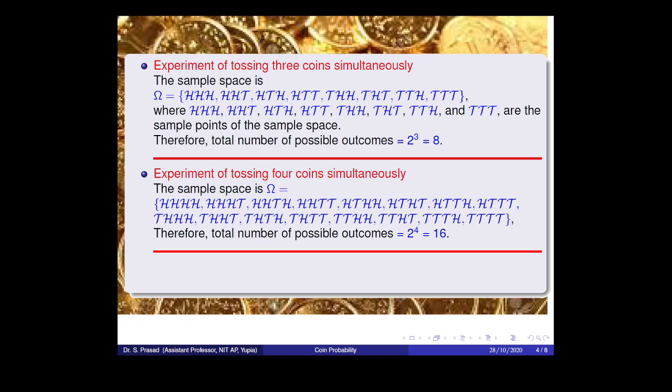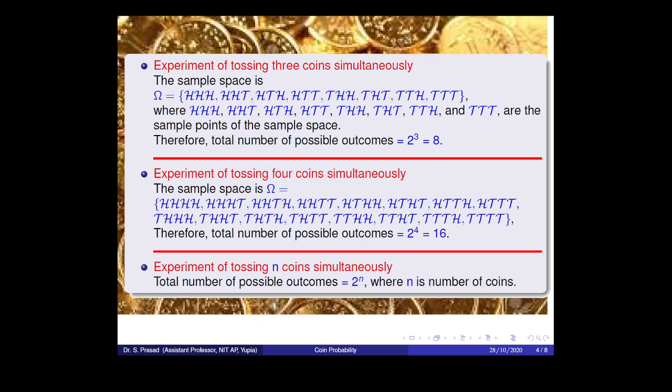to 16. And similarly, we can find the experiment of tossing n coins simultaneously. Therefore, the total number of possible outcomes is 2 to the power n, where n is the number of coins. And these are the experiments, and first we find the sample space. We have already studied this in your 10th and 12th classes. Now, in these sections, we utilize complex event concepts, and we can use them to solve coin probabilities.